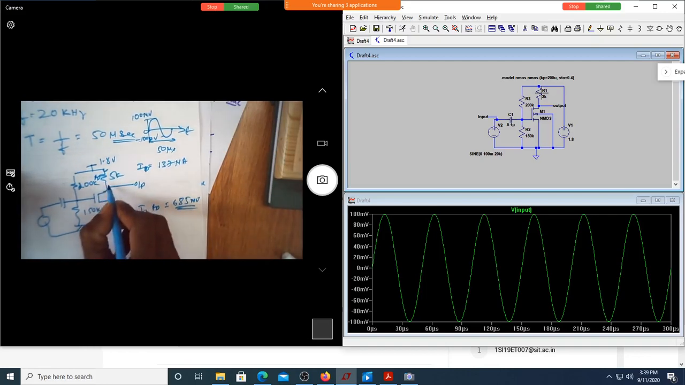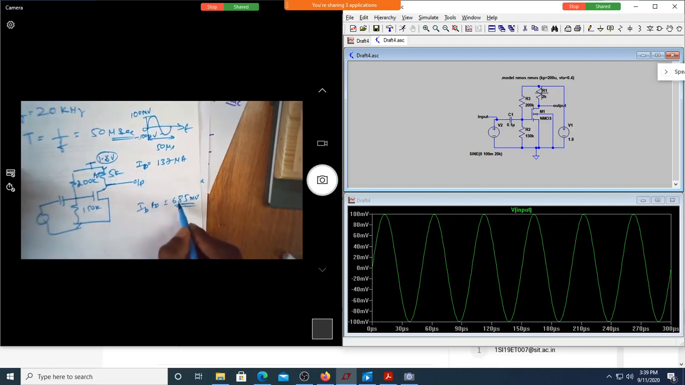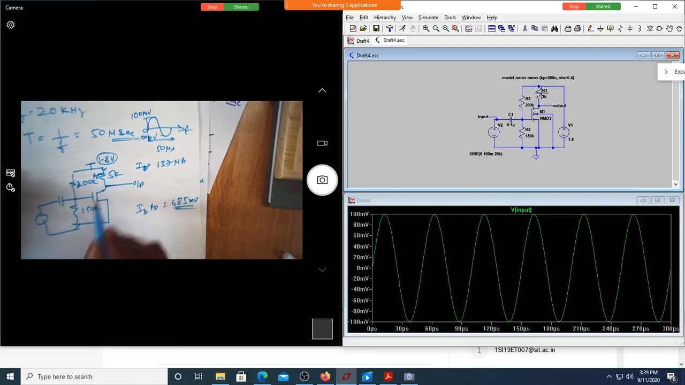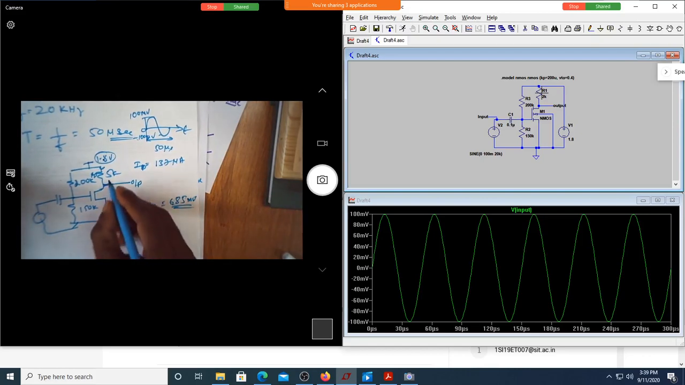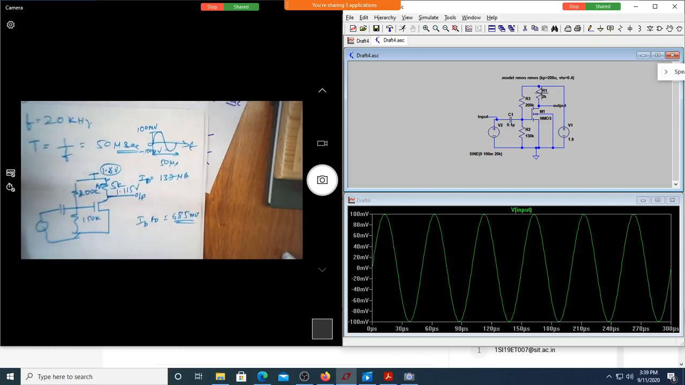How much will be the voltage at this point? If it is 1.8 volt here and 685 millivolt drops, how much will be the voltage? 1.8 minus 0.685. Sorry, 1.115 volt. Am I correct?